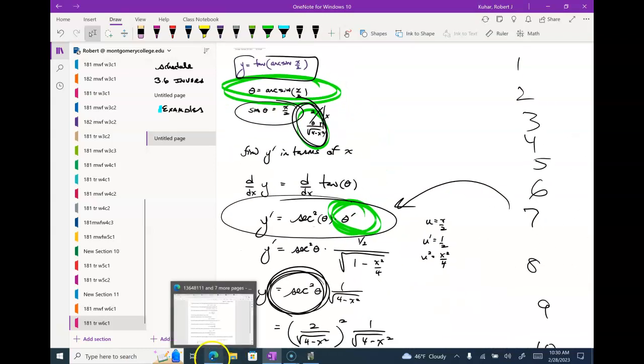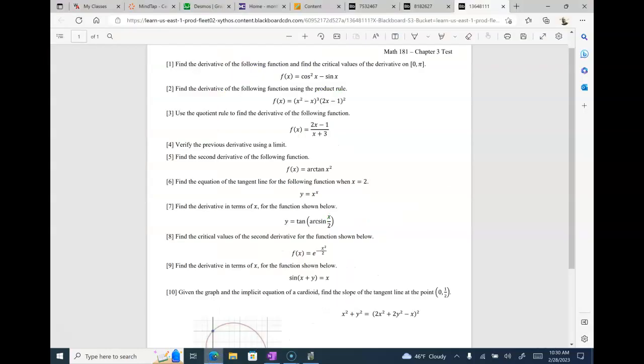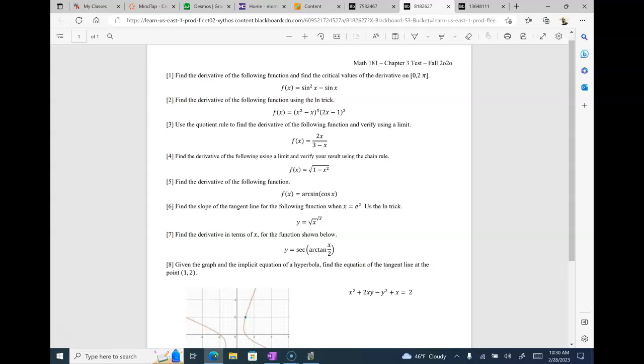Let's do another. 5 is interesting. 7 is interesting, right? I don't know if you can tell that in 5 I don't need a triangle, in 7 I need a triangle, right? But we can do those.